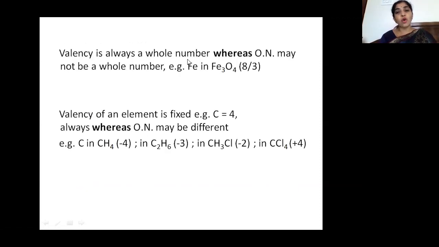Valency is always a whole number, whereas oxidation number may not be a whole number. For example, iron in Fe3O4, it is 8/3. So it may be a fraction also. Valency of an element is fixed. For example, carbon always has valency 4, whereas oxidation number may be different. For example, carbon in methane is -4. Carbon in ethane, it is -3. The oxidation number of carbon in chloroform is -2. Similarly, in carbon tetrachloride, it is +4.